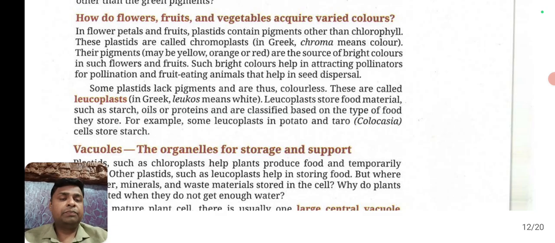Reproduction in plants. Now some plastids lack pigments. They are colorless. These are called leucoplasts. Leucoplasts store food material and others are having colors. Okay, plastids normally have colors. You can just see this here.